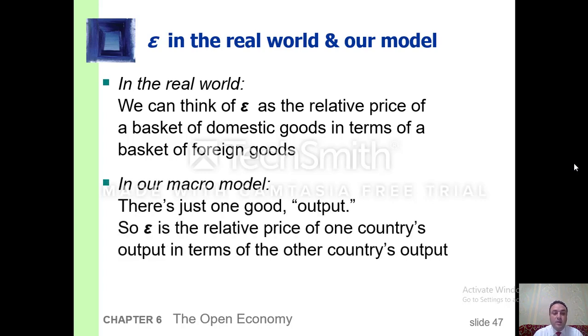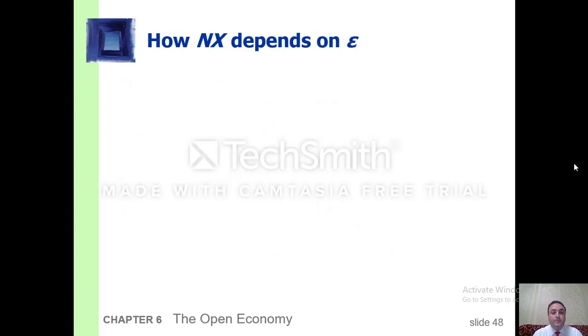But in our model, there is just one good. So the real exchange rate is the relative price of one country's output in terms of the other country's output. That's for simplicity. We now know the main concepts of this section. So how do net exports depend on the real exchange rate?